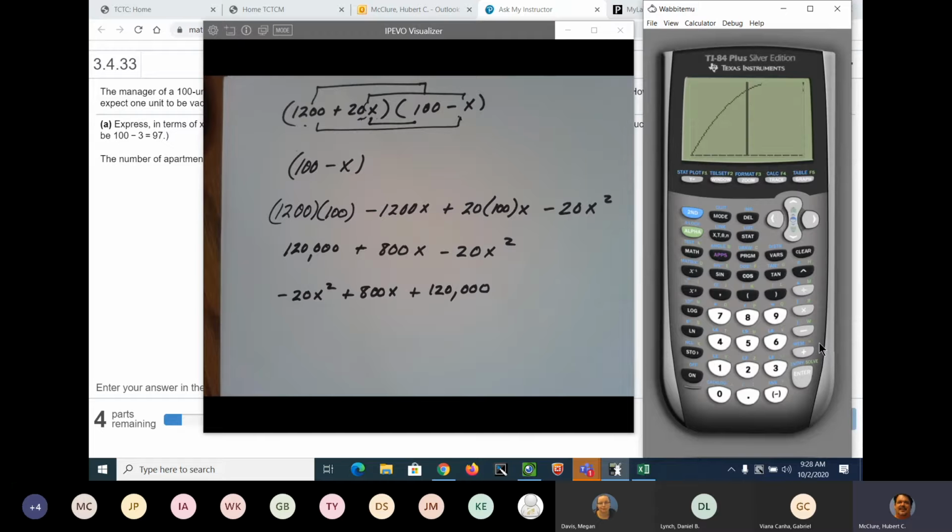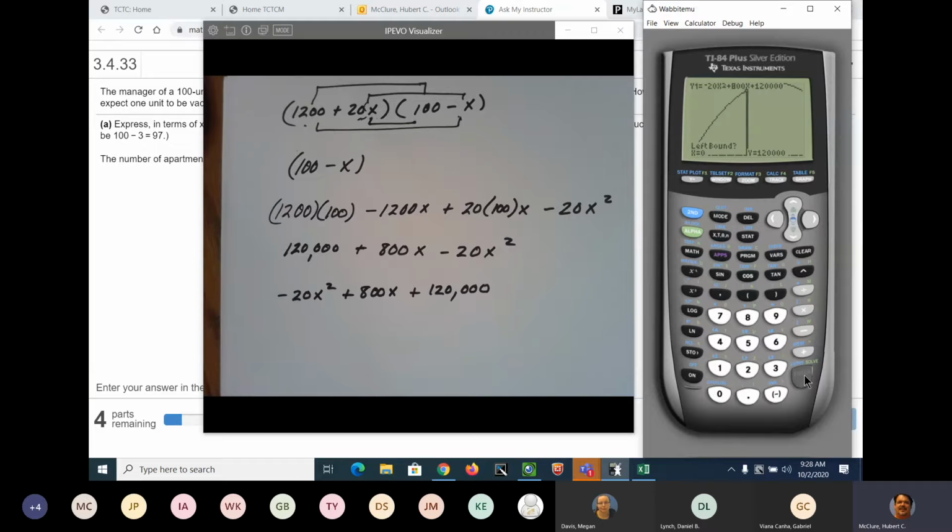There it is. So you see your vertex is right here. This negative x-intercept is worthless. So if you want anything, let's find our vertex first. So that'd be second trace, and that would be our maximum because it's upside down.